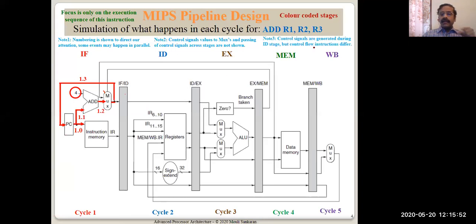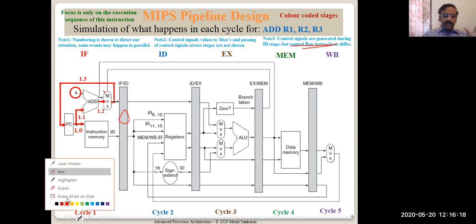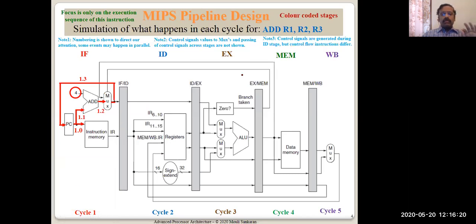Control signals are generated during the ID stage, based on the instruction. Sometimes control flow instructions, which are branch, jump, those things, will change the flow of some control signals. Do not worry about it. I have not spoken about control flow instructions so far. Control flow instruction means jump, branch, jump on carry, those kind of instructions. I'm not talking about those. So the ID stage is generating the control signals.